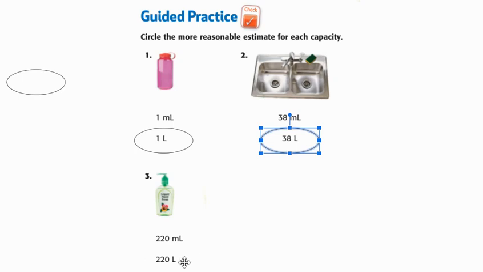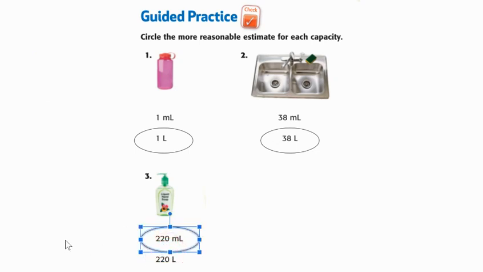Next is liquid hand soap. 220 liters is a lot of liquid for hand soap. Maybe that's how much you use in years and years and years, but there's no way that a container this size holds 220 liters. So I know the more reasonable estimate is 220 milliliters.